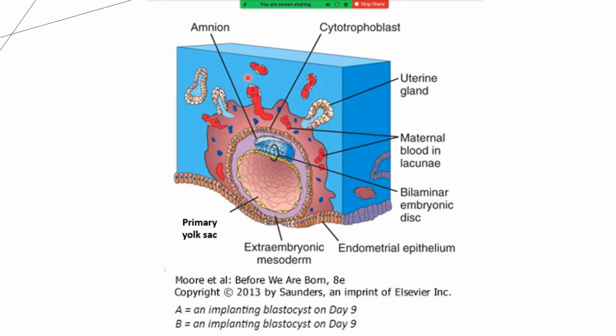Again, another picture showing the same thing. Okay, extraembryonic mesoderm, the primary yolk sac. This is the bilaminal embryonic disc, and this is the amniotic cavity and the amnion or amniotic membrane. This is the syncytial trophoblast that contains multiple lacunae containing maternal blood from eroded capillaries in the uterine wall.